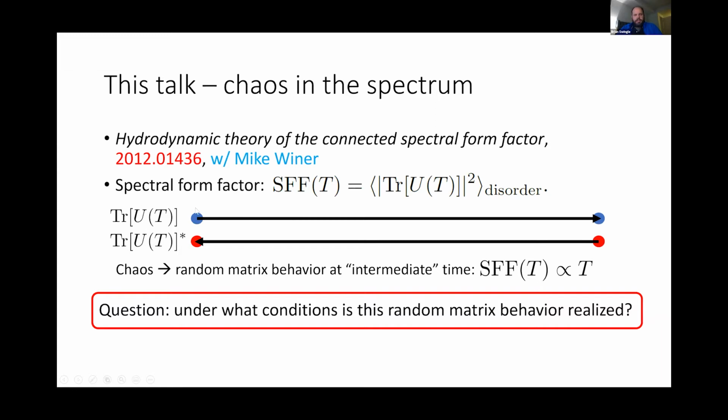And here's kind of a picture of it. You just have these two contours, a forward contour and a backwards contour, and you take the trace. So you identify them via the blue dots and the red dots. And the hallmark of chaos in this system, of quantum chaos, is that at some intermediate time, the spectral form factor is just linear in time. And this is also what you find for random matrices. And so the question is under what conditions is this random matrix behavior realized in physical systems, like in some local Hamiltonian that you actually care about in the lab.